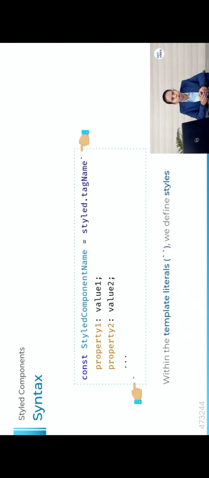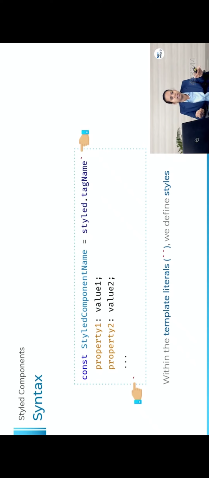Let's have a look at the syntax of creating the styled components. So you can see the syntax here. Firstly, we'll write const and we'll provide the styled component name equal to styled dot and we'll provide the tag name. Like in case of the main heading, it would be h1. In case of the container element, it would be div. In case of paragraph element, p, and so on. So styled dot and we have to provide the tag name.